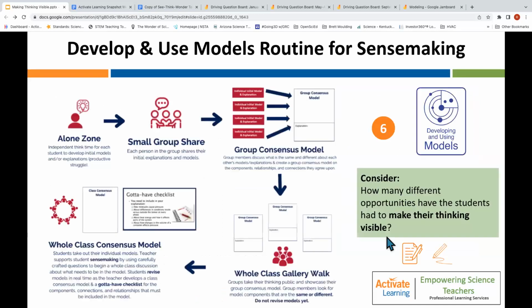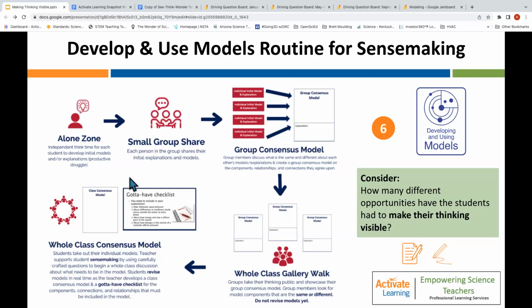So this is what we call a developing and using models routine. It is in many curricular materials that Activate has, where we have to be cognizant of considering how many different opportunities we allow and have structured intentionally for kids to make their thinking visible.